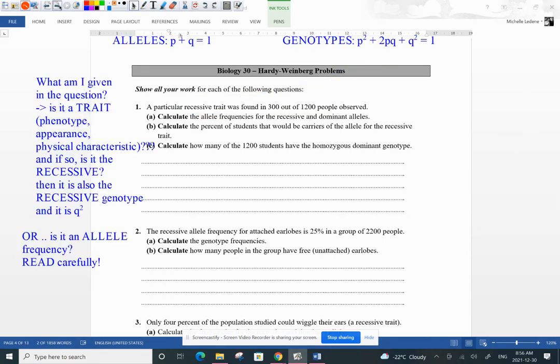Okay, so reading really carefully. Now, what if it doesn't say that? What if it says that it is a certain allele frequency? Here's an example: the recessive allele frequency. It doesn't say the recessive trait. It's not talking about the gray squirrels, or the blonde-haired people, or the short pea plants. It says straight up the word allele, and it tells you it's the recessive.